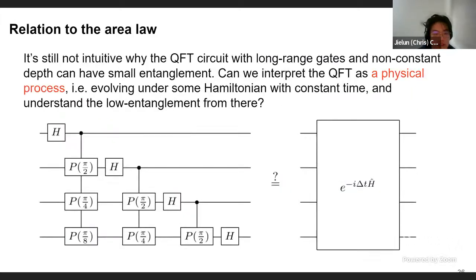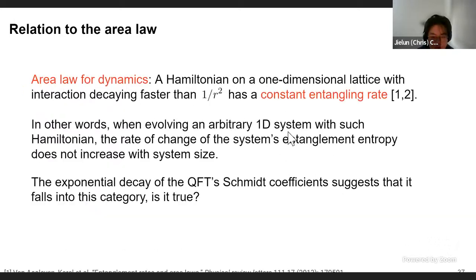So let's now talk about something more intuitive about the QFT's low entanglement, which has some relation to the area law. It's still not intuitive why the QFT circuit, with long-range gates and non-constant depth, can have small entanglement. So can we interpret the QFT as a physical process, which is evolution under some Hamiltonian for constant time, and understand the low entanglement from there? There is a huge amount of literature studying this type of topic, and there's a result saying that there's an area law for dynamics.